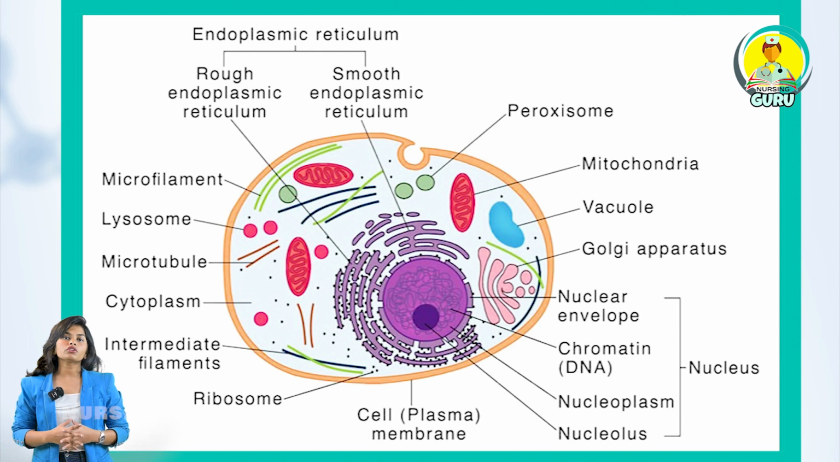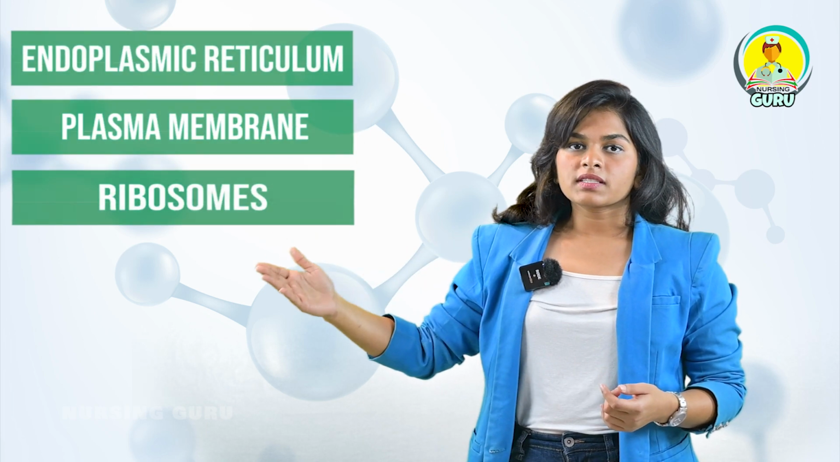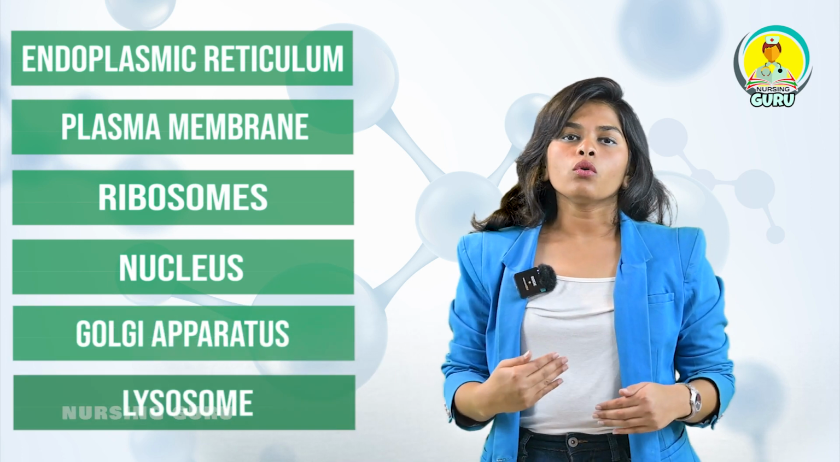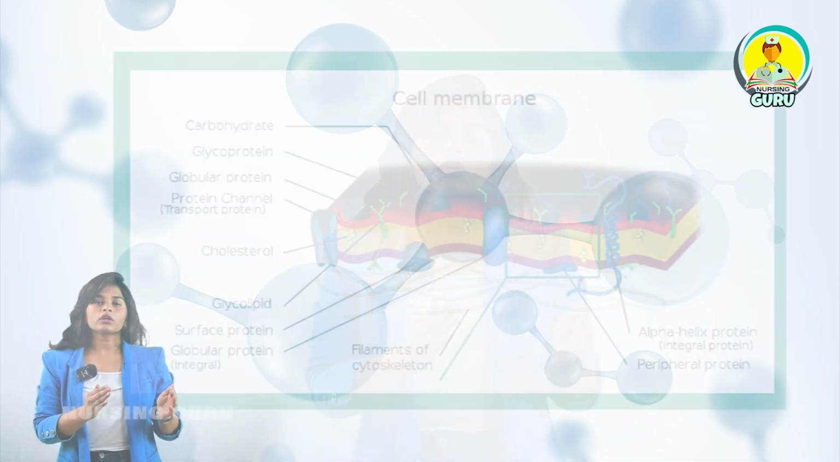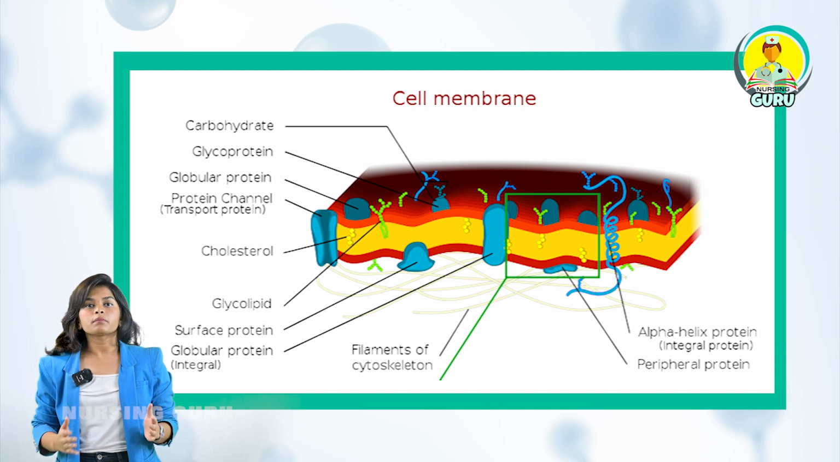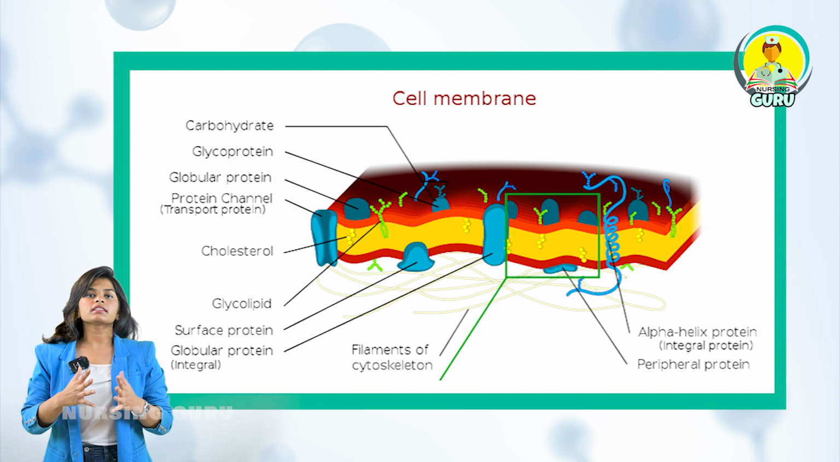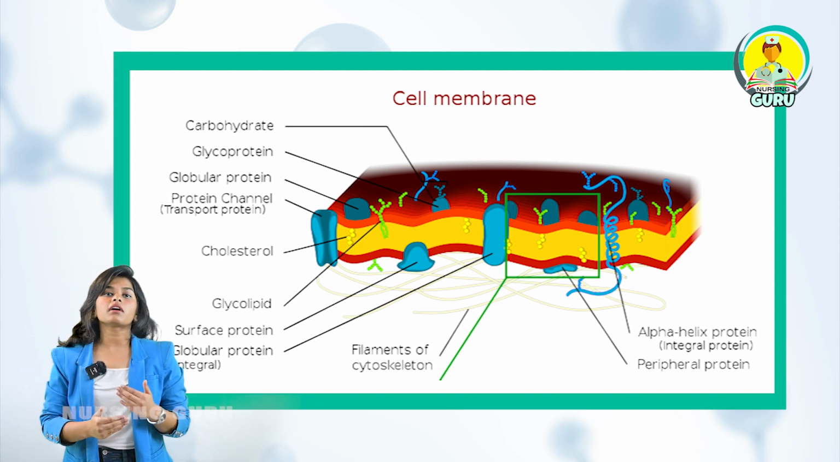So when we talk about a eukaryotic animal cell, we have a few cell organelles in it, namely endoplasmic reticulum, plasma membrane, ribosomes, nucleus, Golgi apparatus, lysosomes. So now we're going to talk about each and every cell organelle singly. Let's start with plasma membrane. When we go from outside to inside of the cell, plasma membrane is the first structure which we encounter. So plasma membrane, guys, the name itself says that plasma membrane is an outer covering of the cell.